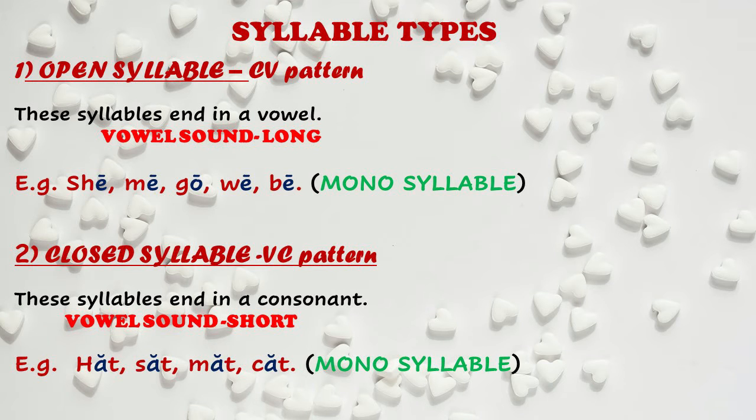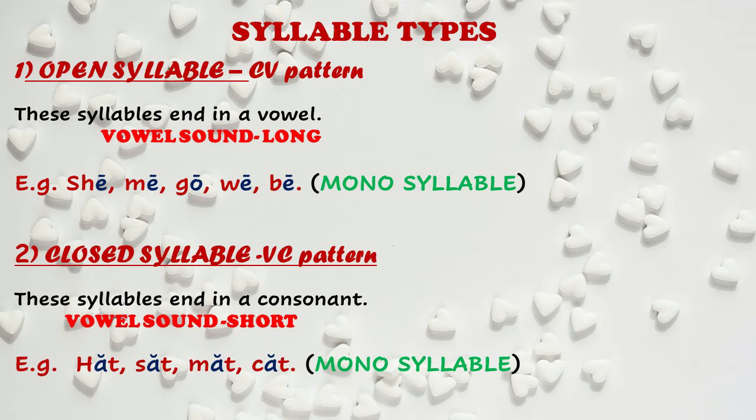The first one is the open syllable type, where the vowel appears at the end of a word. Note that when this happens, the vowel sound is a long one. For example, she, me, go, we, be. If you look clearly, these words all have a vowel sound at the end. Also note that these words have just one syllable. Hence, they are called monosyllables. And a monosyllable should not be divided.